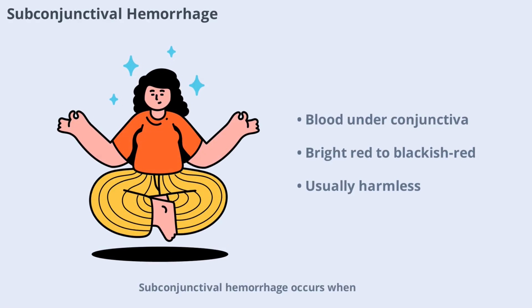Subconjunctival hemorrhage occurs when a conjunctival blood vessel ruptures, causing blood to pool beneath the conjunctiva. This condition is common due to the loose support of conjunctival vessels, especially in the bulbar conjunctiva. Initially, the hemorrhage appears bright red, turning blackish red as it resolves. While alarming in appearance, it is usually harmless and resolves on its own.